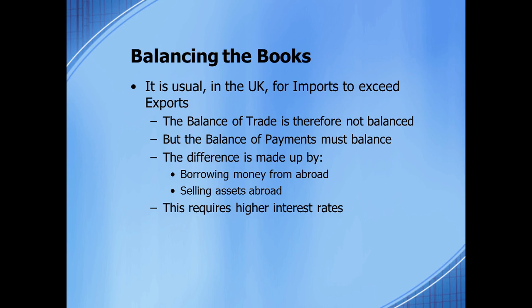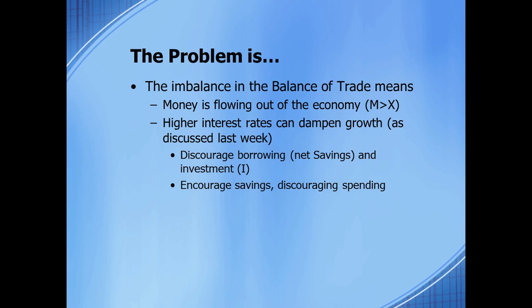And the balance of trade is therefore not balanced. But the issue is the balance of trade must balance. We do have to balance the books somehow, and we have to think about how that can happen. So the difference is made up by borrowing money from abroad, and by selling assets abroad, and this results in the need for higher interest rates, something we've been discussing over the last couple of weeks.